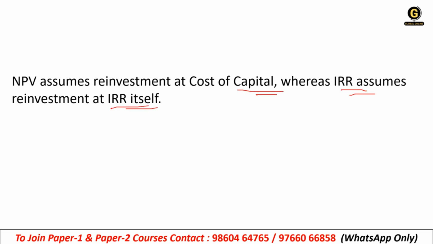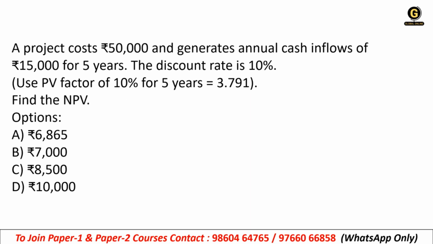Remember this point. Next, a project costs 50,000 and generates annual cash inflows of 15,000. The project cost is 50,000 and annually the inflow from that project is 15,000 for 5 years. The discount rate is 10%, and use PV factor of 10% for 5 years, 3.791. Find the NPV.